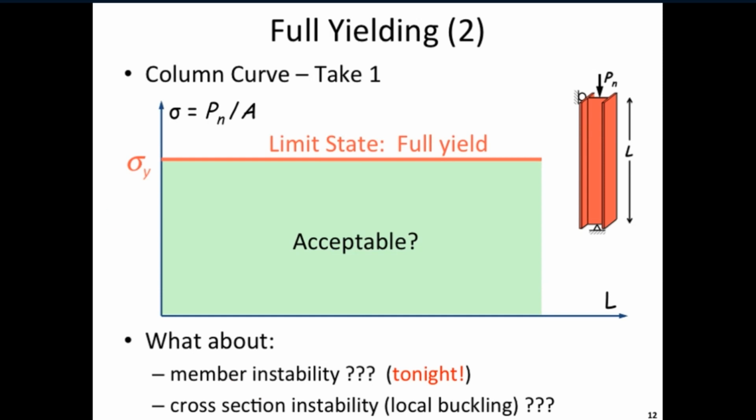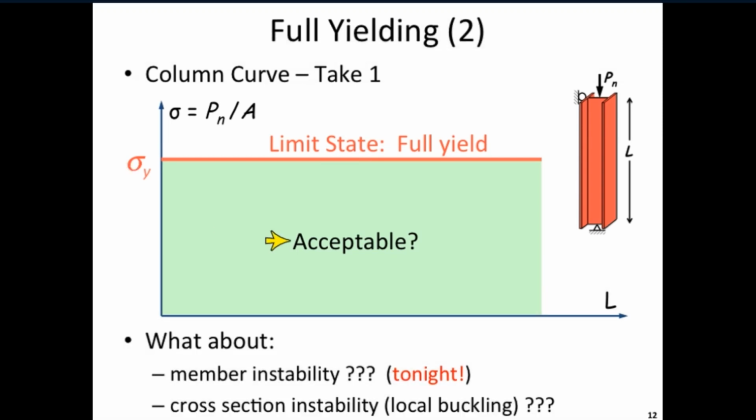So if we just think about the full yielding aspect, we could come up with our first column curve. And so over on the right here, I have a column we're testing. And what I'd like to do is plot the strength of the column versus its length. So on the horizontal axis, I have its length. And on the vertical axis, I have its strength. And if all we were to consider was yielding, what we would have here is a column that would always be able to reach its full yield capacity.